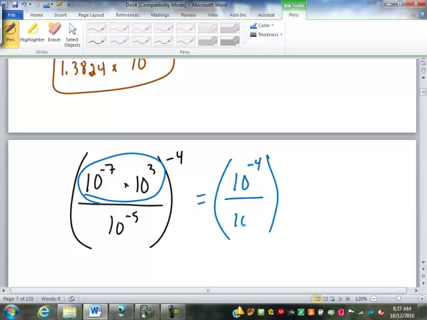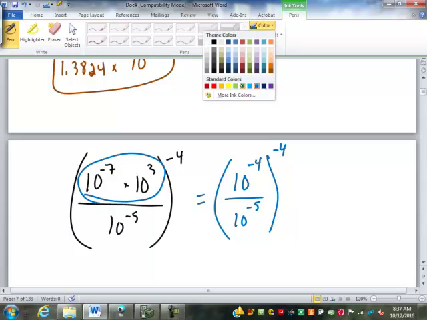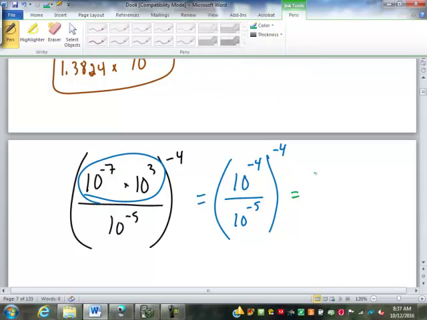And on the bottom, we still have 10 to the negative 5th, and still all to the power of negative 4. So now we're going to divide in the parentheses. 10 to the negative 4th divided by 10 to the negative 5th. When we divide, we do what with the powers? Subtract. So that's negative 4 minus negative 5, which is negative 4 plus 5, which is 1. So it's 10 to the power of 1.